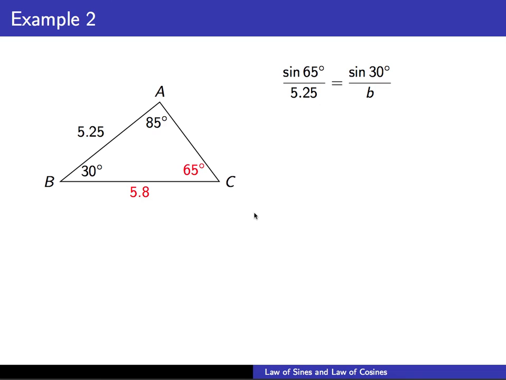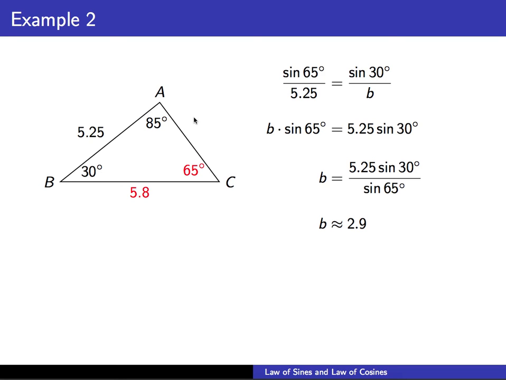Finally, to get the length of B, we can set up the sine of 65 degrees over 5.25 equals the sine of 30 degrees over B. When we cross multiply and divide, we end up with B is about 2.9. So our measure of angle C is 65 degrees, the length of side A is about 5.8, and the length of side B is about 2.9.